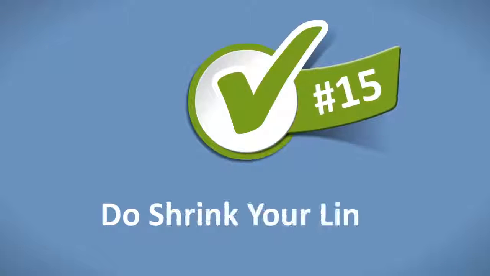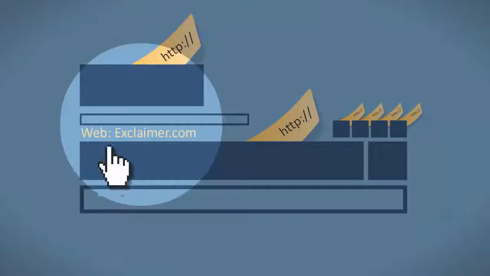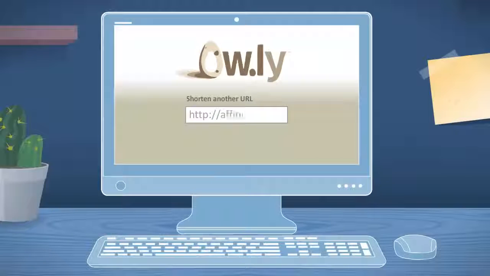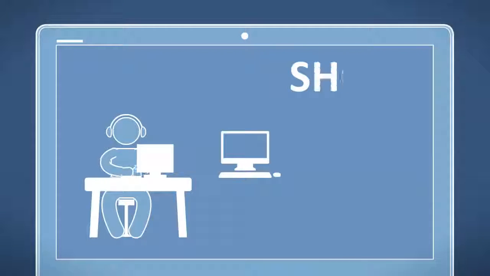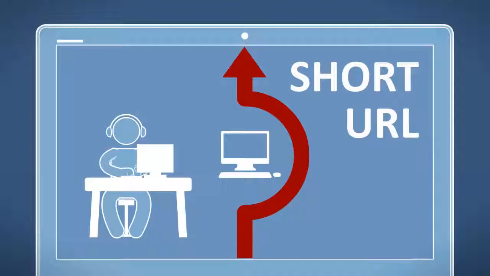Number 15, do shrink your links. Most links will be behind images. They're fine as they are. But when you have links visible in the signature, say a web: exclaimer.com in your contact details, you'll want to keep them as short as possible. For many that could be using great resources like Bitly and Owly. If you have a web admin, use a shorter URL and ask him or her to set up a redirect that takes visitors to the real page, which can have as long and complex a URL as it needs.